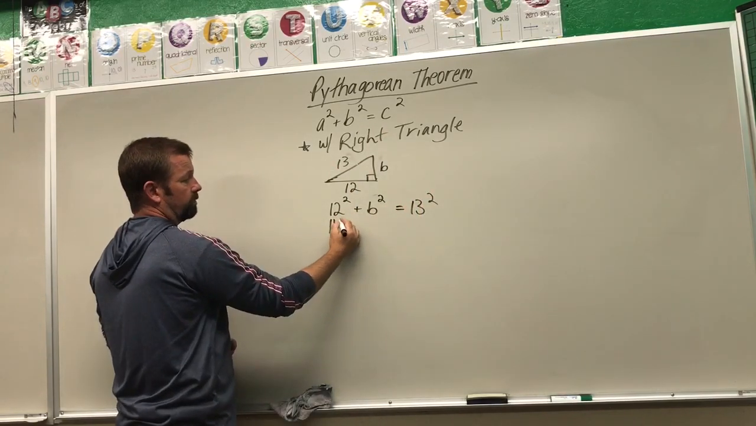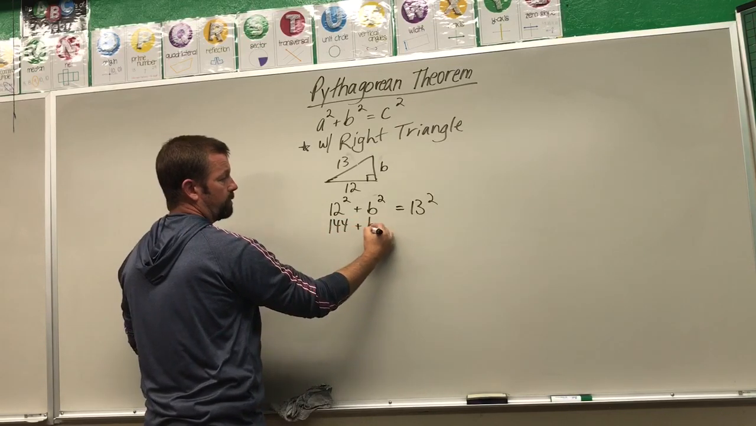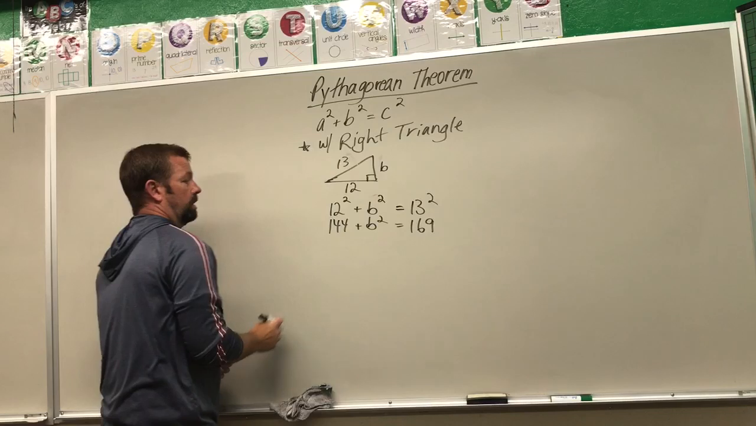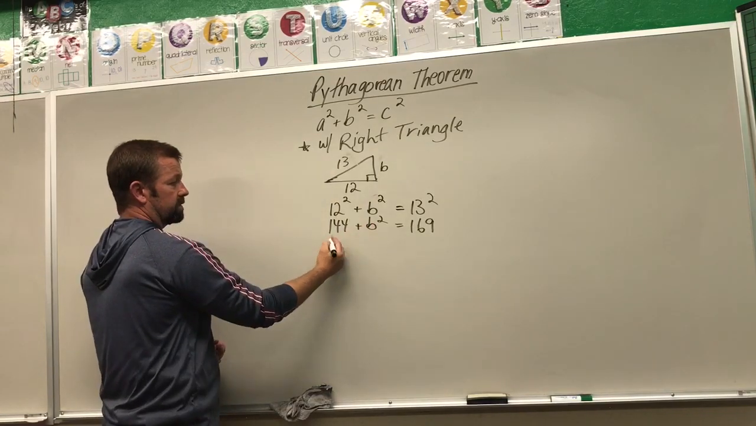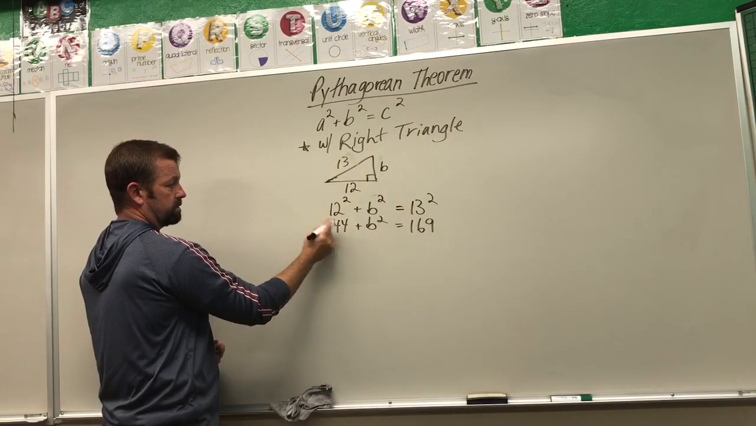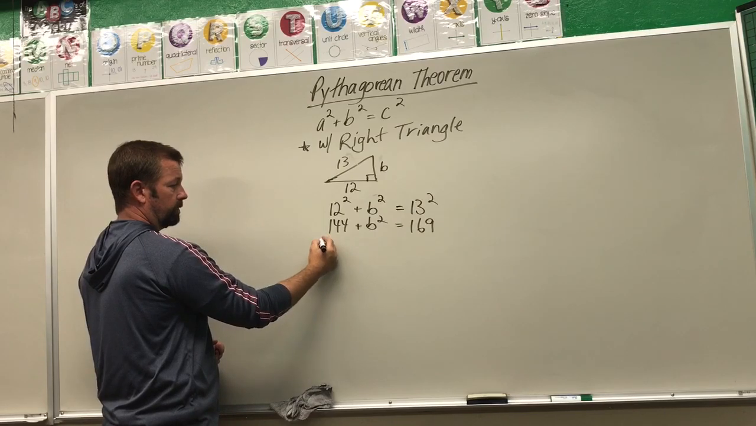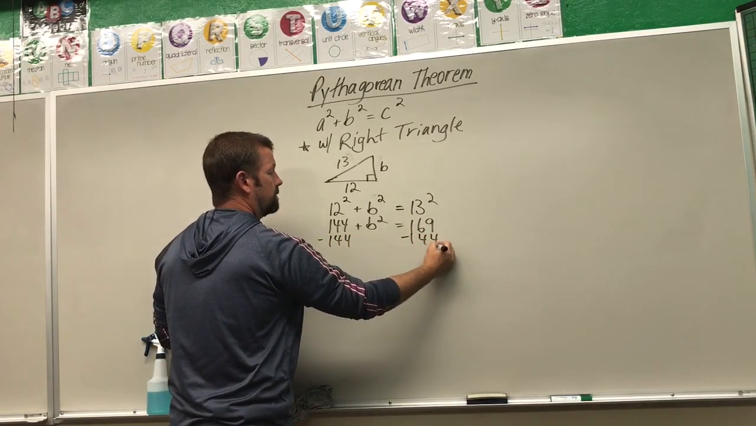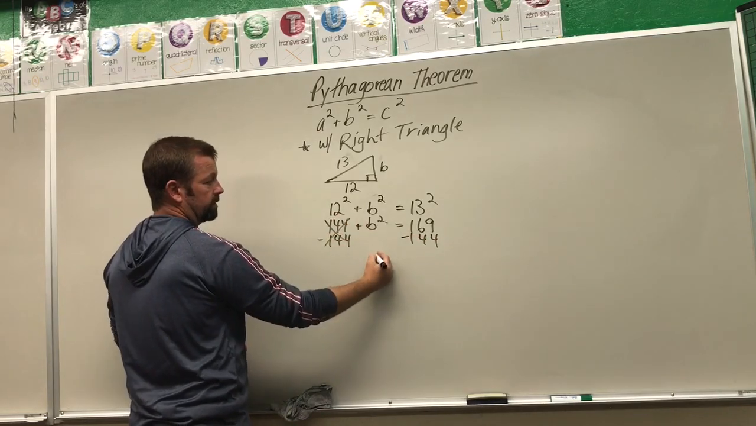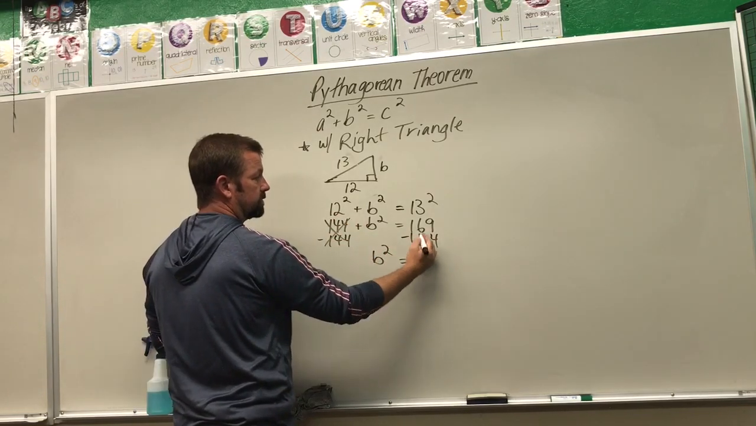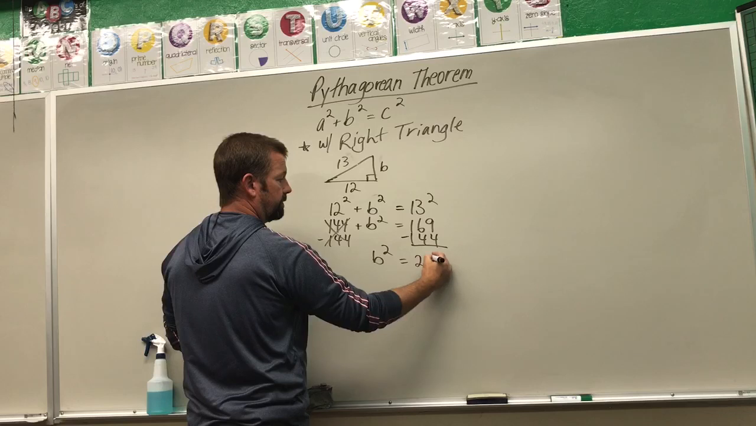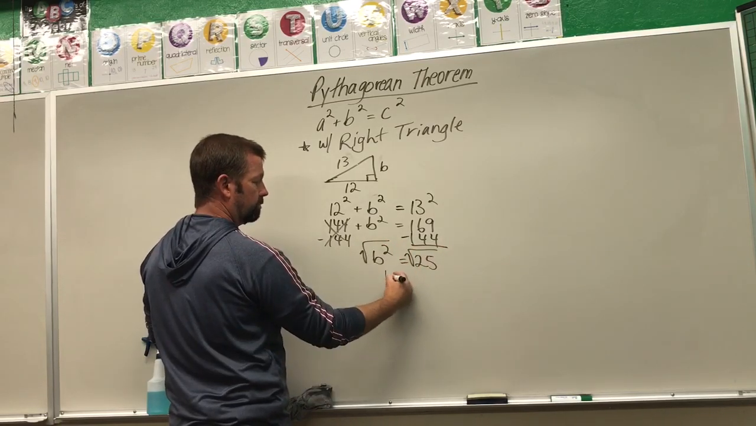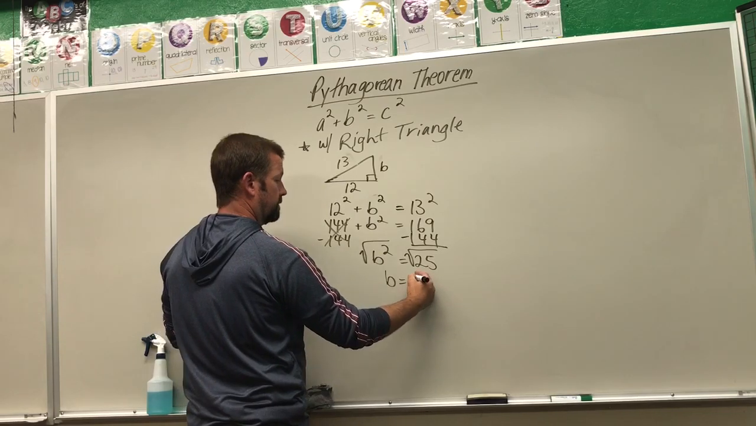12 times 12, 144. 13 times 13 is 169. And to solve for B squared, you get it by itself, so we got to get rid of the positive 144, so you subtract it from both sides. It cancels out, and you got B squared equals 25. Take the square root of both sides, and you get B equals 5.